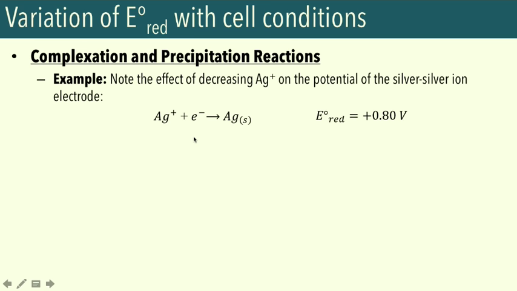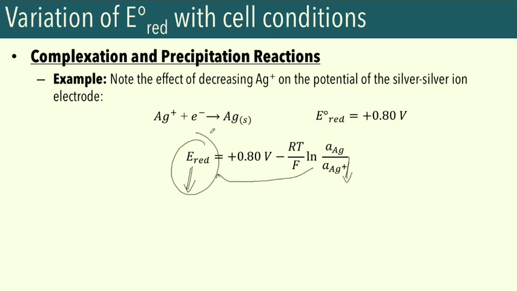We have the reduction of silver ions to form silver solid, and this has a corresponding reduction potential of 0.80 volts. Let's investigate the effect of decreasing the concentration of silver ions on the potential of our silver ion electrode. This is very similar to our analysis of what happens when we decrease the concentration of zinc ions in solution. Upon reduction of the activity of our silver ions, this will ultimately have the effect of decreasing our reduction potential. So overall, our silver ions become harder to reduce at lower concentrations.